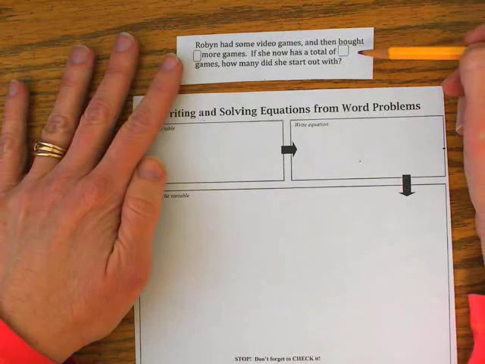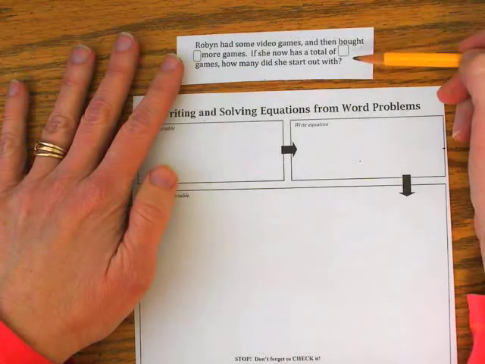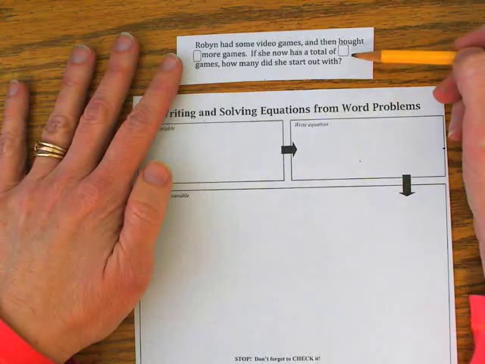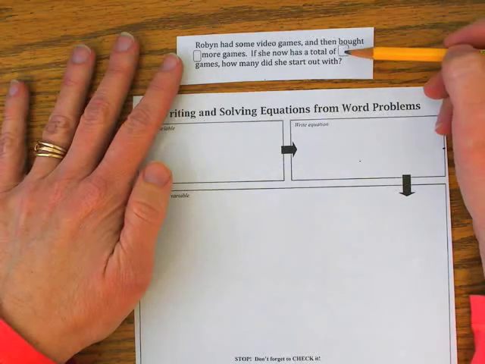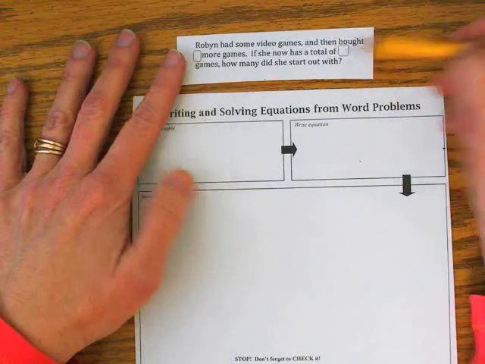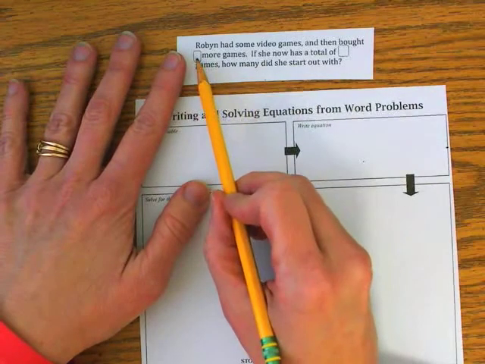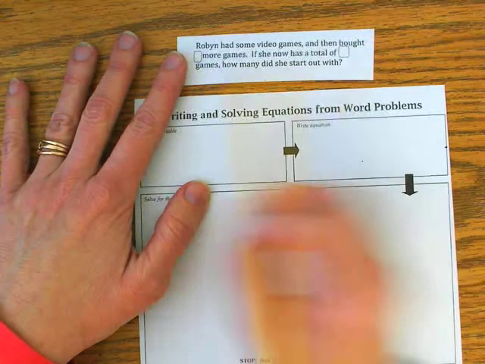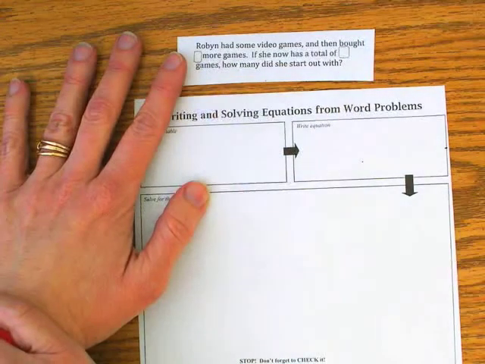And one of the things that helps students sometimes figure out what kind of operation they need to use with a word problem is to not have the numbers involved. And so that's why I don't have numbers here for how many more games Robin had or the total of games. So first we're just going to think about it without the numbers there.